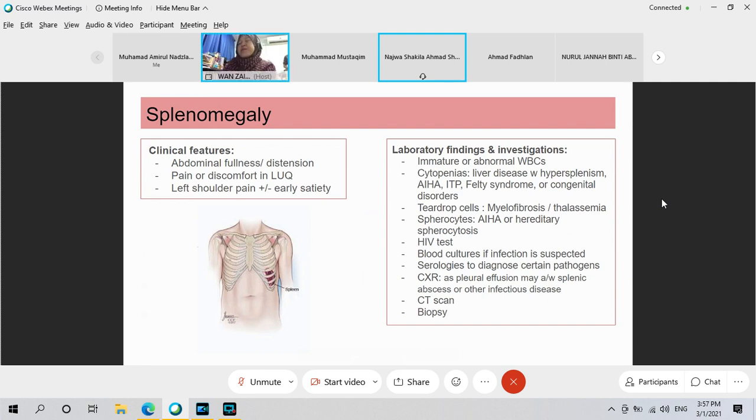So apa lagi acute abdomen? In the upper abdomen. Any pain in the epigastric region. Apa dia? Peptic ulcer disease.